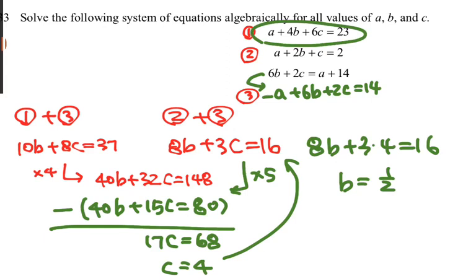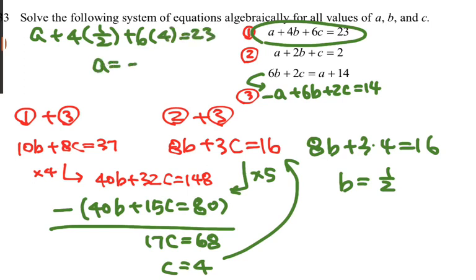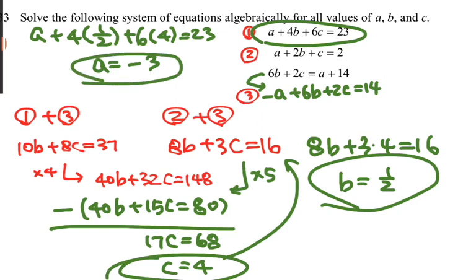Since I know the values of c and b, now I can find the value of a. Going back to any one of those three equations, I decide to go for number 1. Then a plus 4 times 1/2 plus 6 times 4 has to be equal to 23. Then you realize that a must be equal to -3. So there it goes.